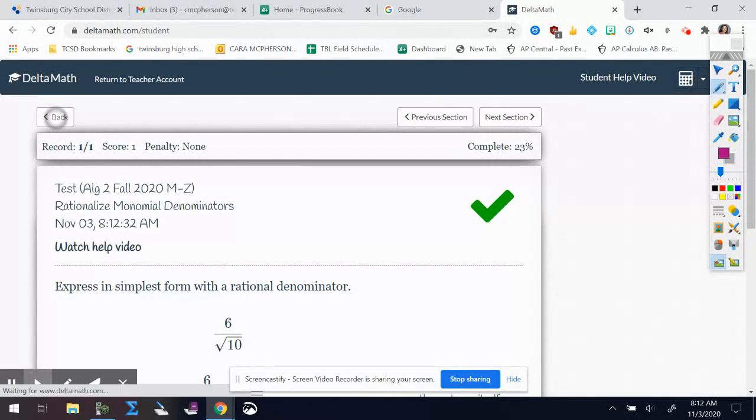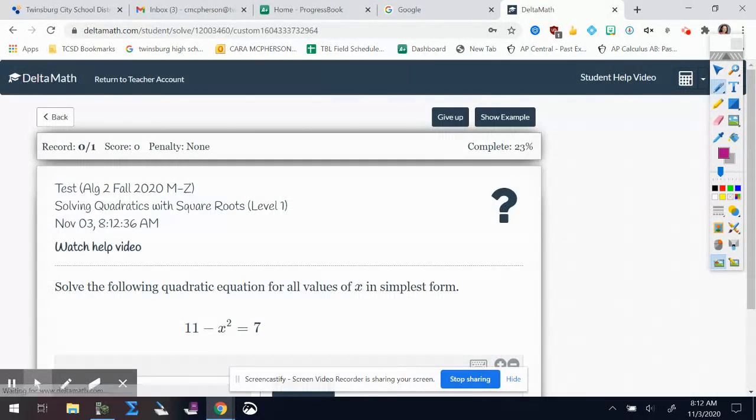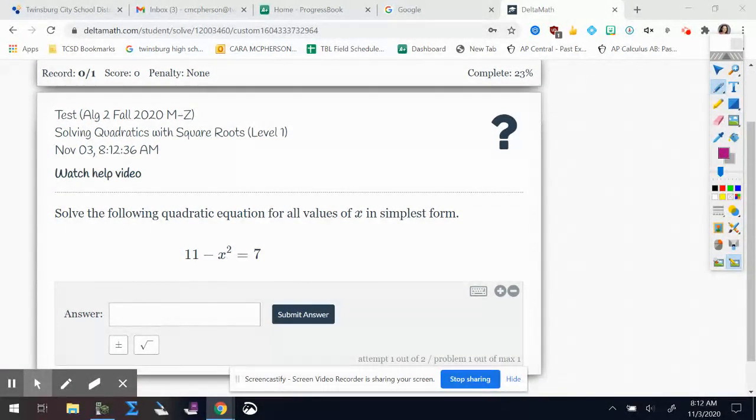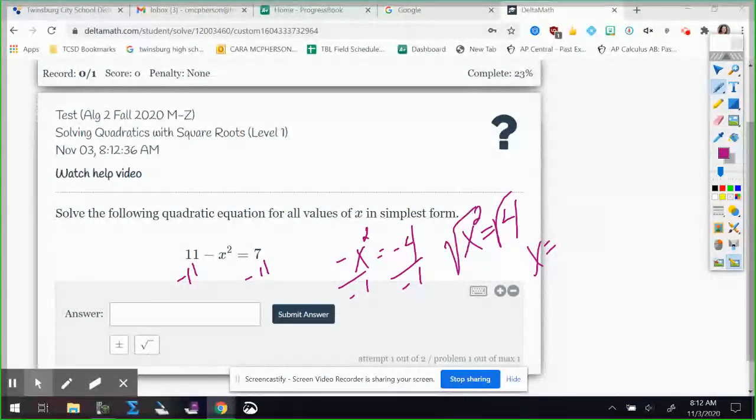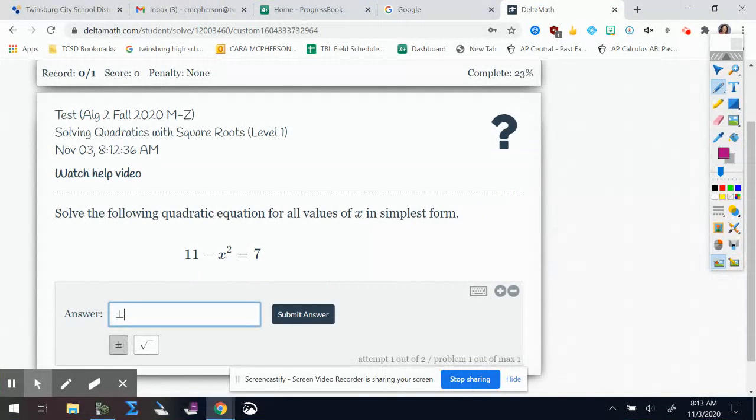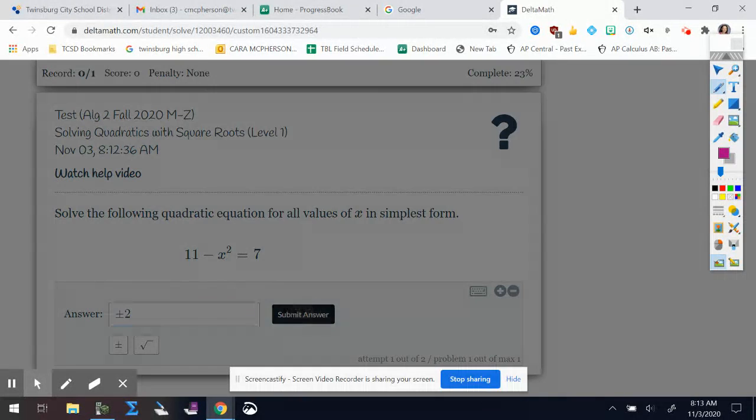Okay. Next question. Solving quadratics with square roots. So with this type of question, you want to isolate the square root, or the squared. So you're going to subtract 11. Subtract 11. So you get negative x squared equals negative 4. Divide by a negative 1 to get the x squared by itself. So you get x squared equals 4. Take the square root of both sides. This one actually works out very nicely. You get plus or minus 2. And they actually have that button for you, the plus or minus, which is nice. So you're going to type in plus or minus 2. Submit your answer.